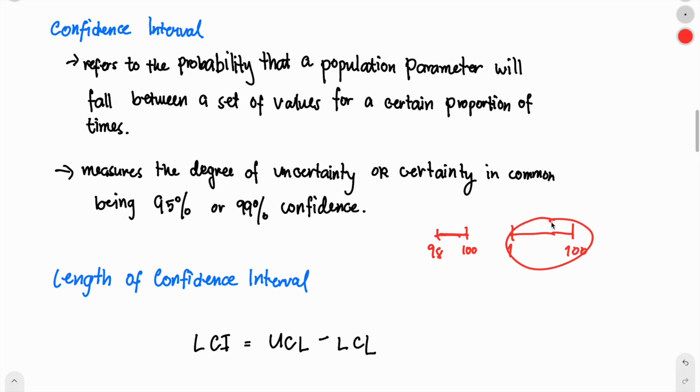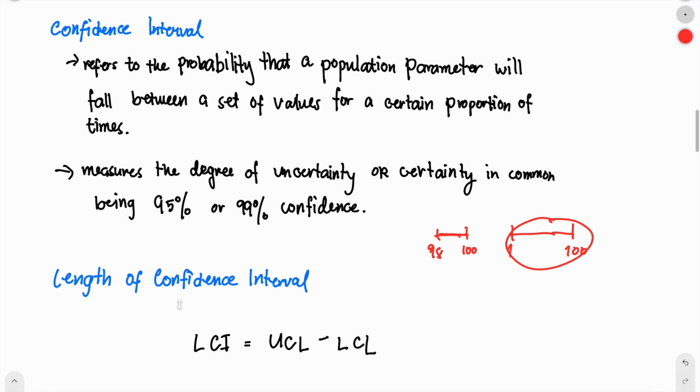So this doesn't tell us anything. It is too long, that length of confidence interval. But when our length of confidence interval is short, we know that the possible value will fall between 98 to 100.